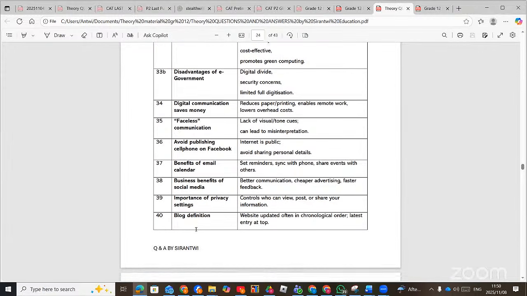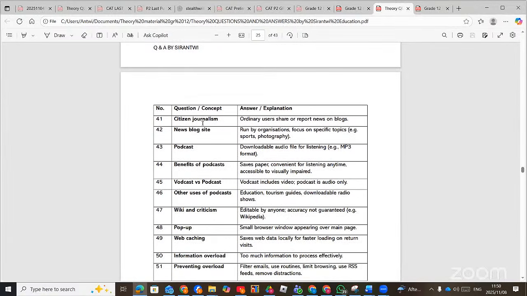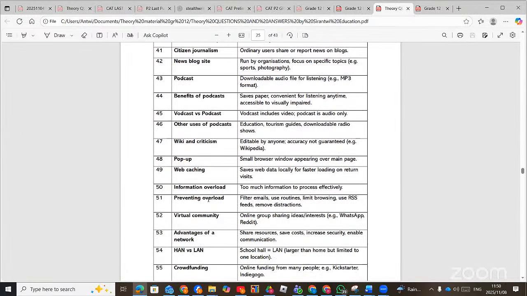Blog, benefit of email calendar, citizen journalism, that is ordinary citizens share or report news on blogs. That is called citizen journalism. And then we have news blog sites that are available. Podcast: a downloadable audio file from the internet, like MP3 format. Benefit of podcast: it saves paper, and added podcast videos that are downloaded. Wiki: an editable page or website, and they are being criticized because anyone can make changes to it.